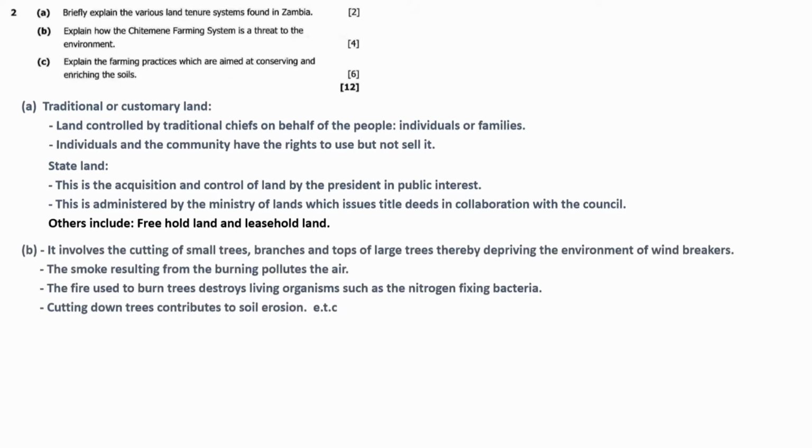So Chitemene farming system involves the cutting down of trees, branches and tops of large trees, thereby depriving the environment of windbreakers. The smoke resulting from the burning pollutes the air. The fire used to burn trees destroys living organisms such as the nitrogen-fixing bacteria. Then cutting down trees also contributes to soil erosion. And then C, explain the farming practices which are aimed at conserving and enriching the soils.